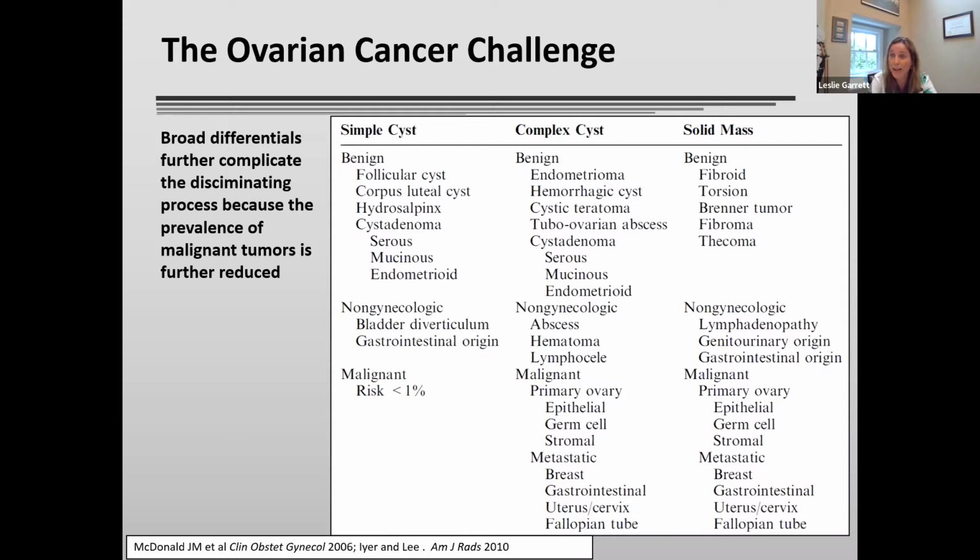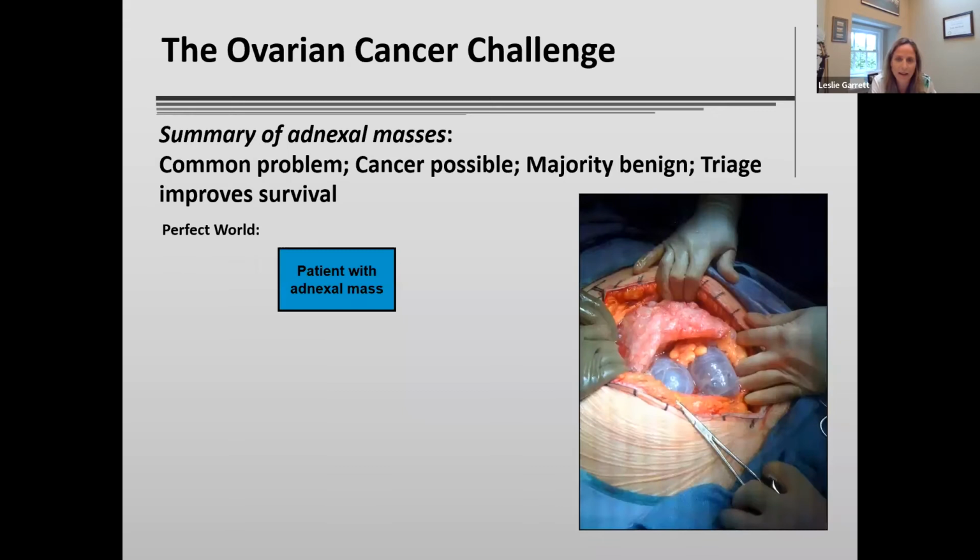So this is really, again, a tough challenge for all of us before surgery. Once we've got the path report, then it is what it is. But beforehand, getting these patients to where they need to go can be tough. So again, common problem, the adnexal mass. Cancer is always possible, but rare. The majority are going to be benign. And we know getting these patients to the right doctor is important.